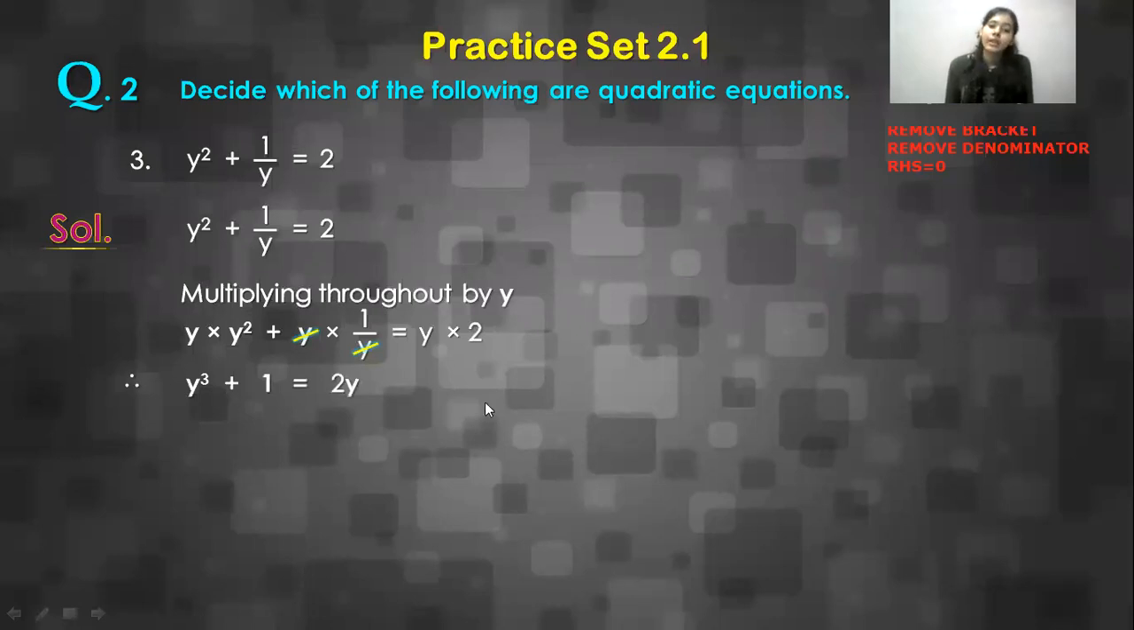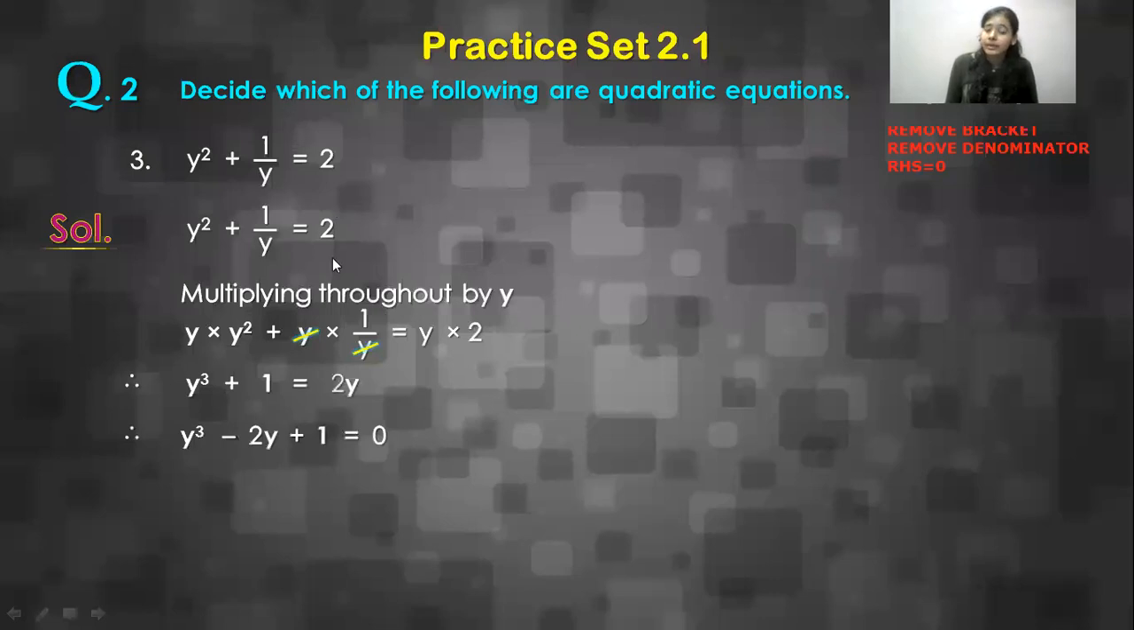Okay. Now we have removed the denominator, but ours is still not 0. तो हम क्या करेंगे, we will bring this 2y from right to left. So you get y cube minus 2y plus 1 equals to 0. ठीक है, तीनों r हमारा चेक हो गया. We have checked all three r's are done.